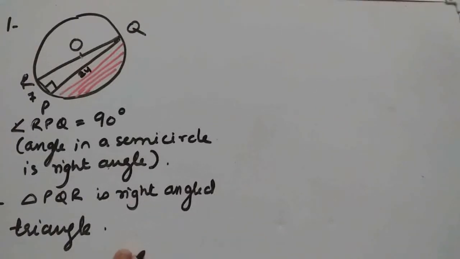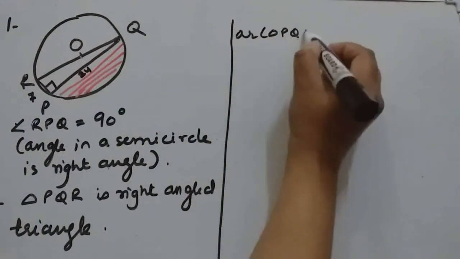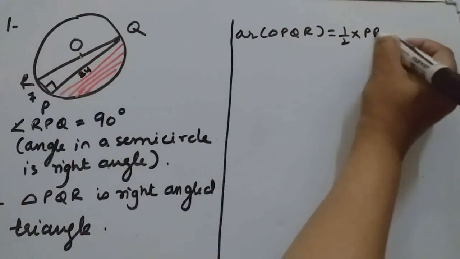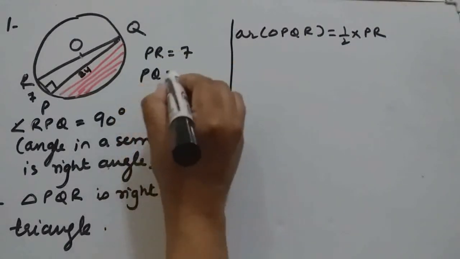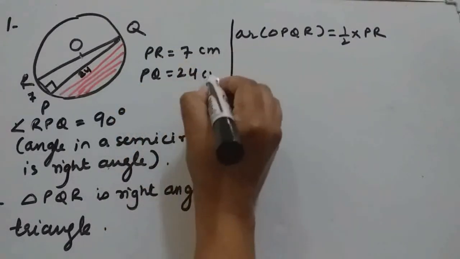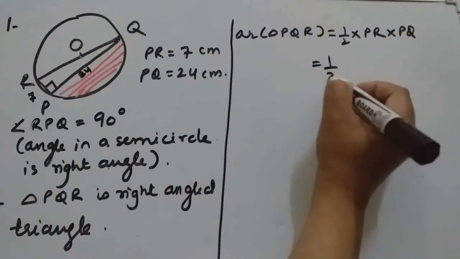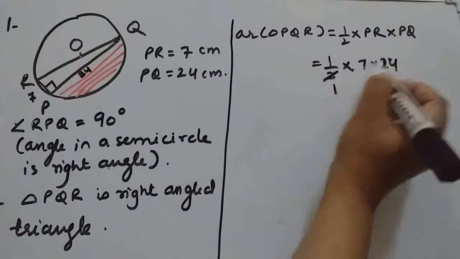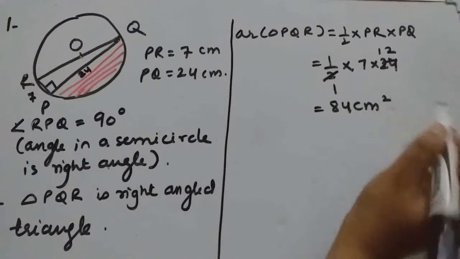Now if the triangle is a right angle triangle, we can find its area easily. So the area of triangle PQR will be half into base, suppose PR, and PR value is already given as 7, and PQ value is given as 24 centimeters. So half into 7 into 24. From 2 we can cancel this. So the answer will be 84 centimeter square.